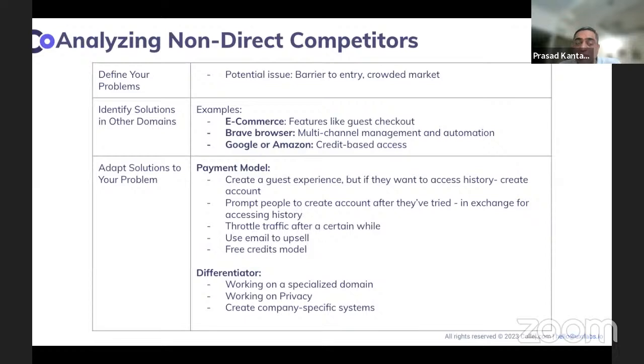If you look at payment models, if you look at Google and Amazon, they give you a free tier for 1 year. And after that 1 year, they start billing you. So that's a solution that you can apply, right? Or you can start thinking about creating a guest experience. You don't have to even create an account, but if you want to see your history, you give your email address, right? Or you help people create an account after they've tried. So that's one way. So then a guest account is there.